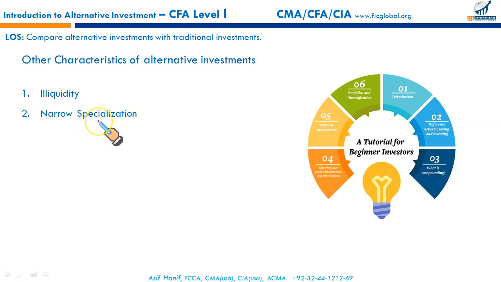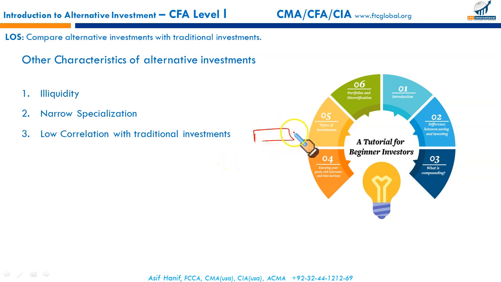Next, narrow specialization. The manager holding these alternative investments is specialized and focused in a particular type of investment only. Low correlation with the traditional investments. Yes, if you hold a piece of land, the return on this property is not correlated with the returns on stocks. Low correlation with traditional investments.